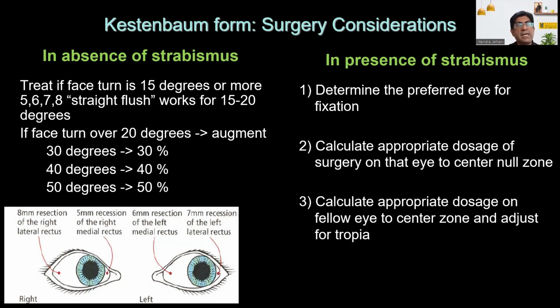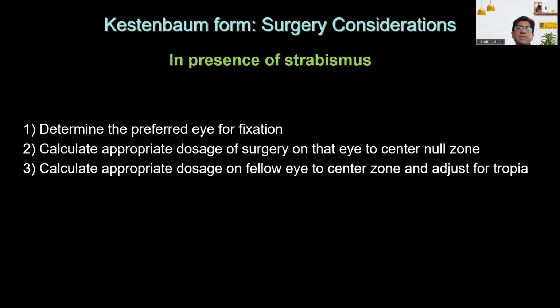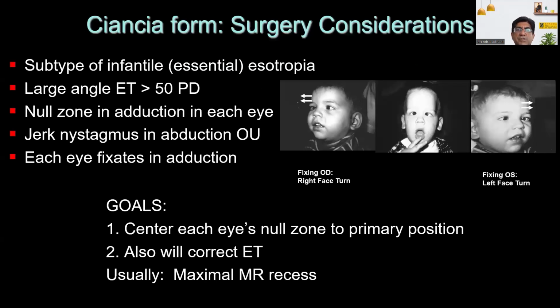When you have an absence of strabismus, you can just straight flush. And if there is a presence of strabismus, you have to first see the fixing eye and then move towards management appropriately. So in presence of strabismus, we have to determine the preferred eye of fixation. As we discussed, we have to calculate the appropriate dosage for surgery to center it into the null zone, and then calculate the appropriate dosage on the fellow eye to center the null zone and adjust for tropia.